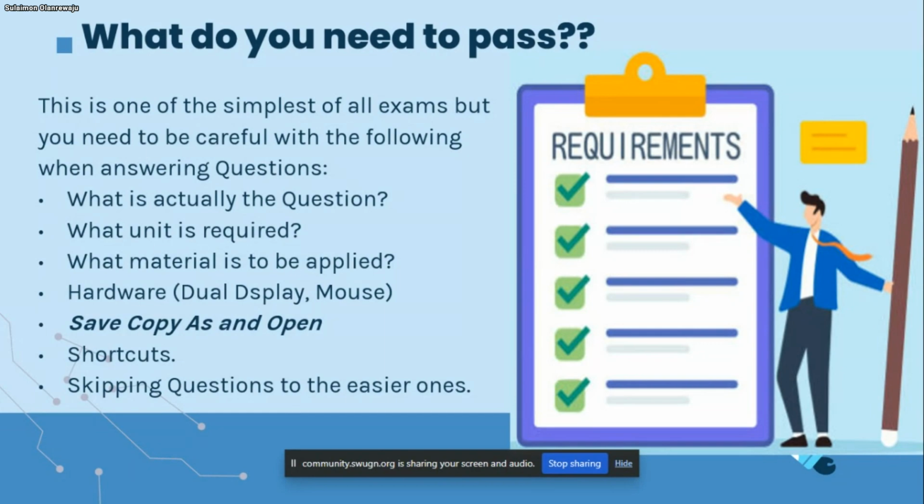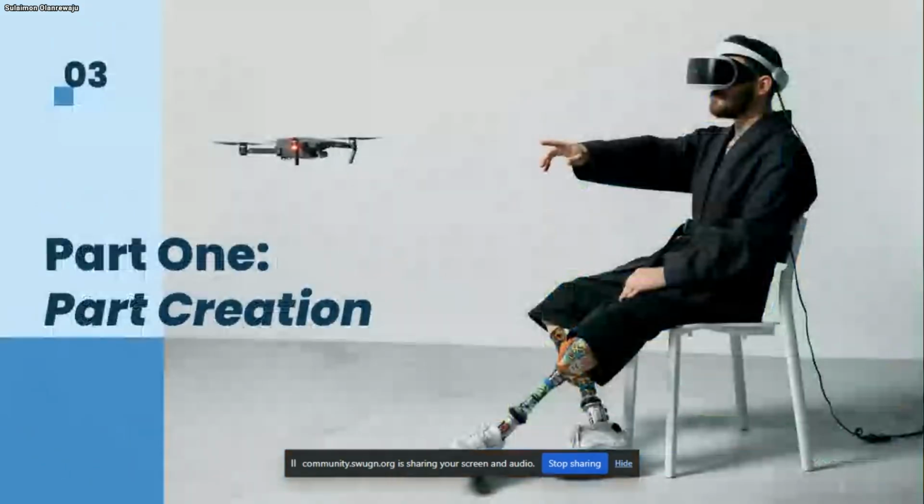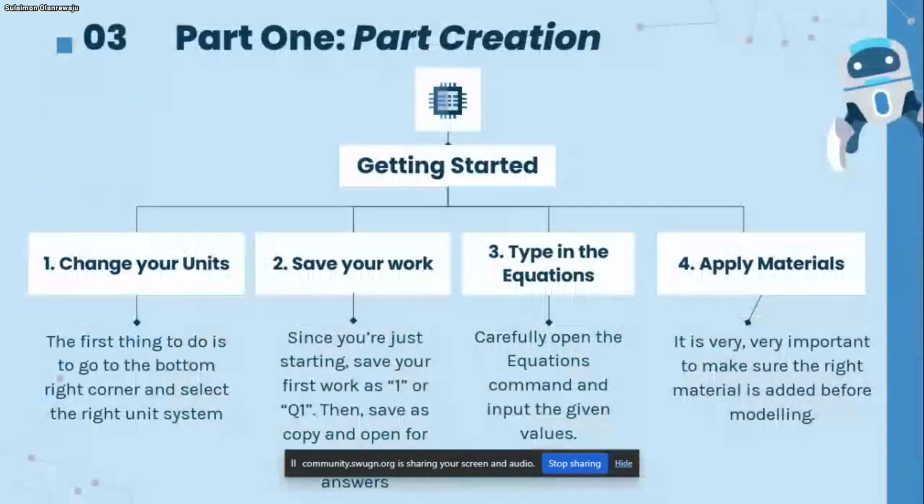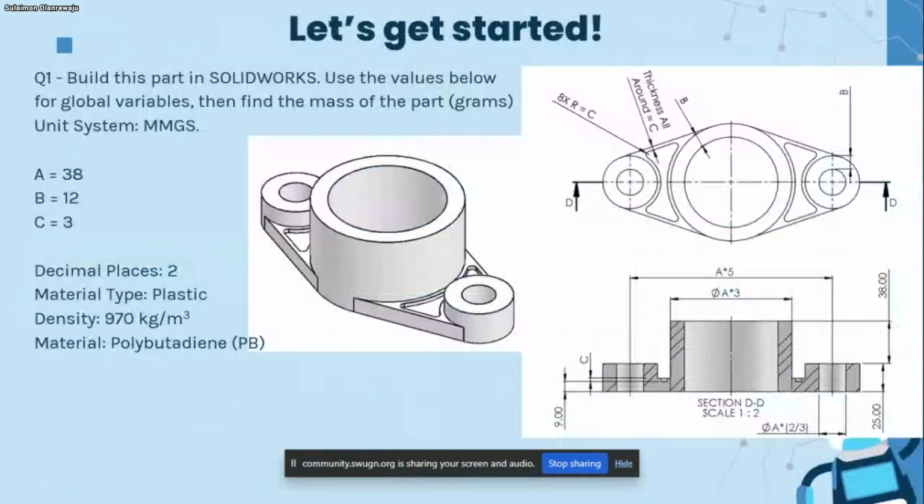Then skip the questions you are not sure about, the ones you have a little difficulty answering. Always shift to the next one. So part one, part creation: change your unit, save your work, type in the equation, that is your global variable, apply materials, and we dealt with this question the other day.